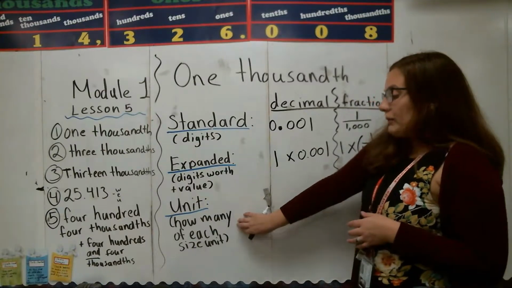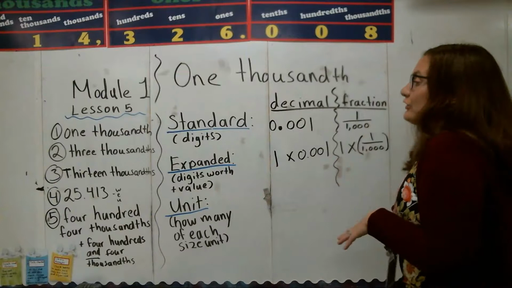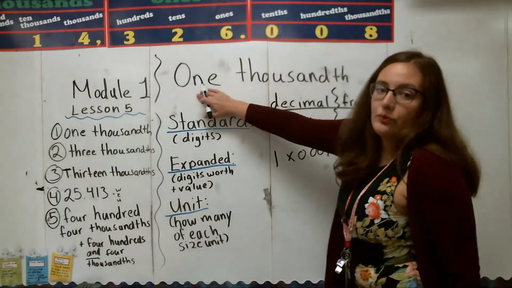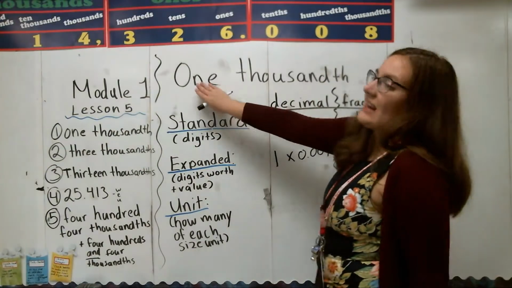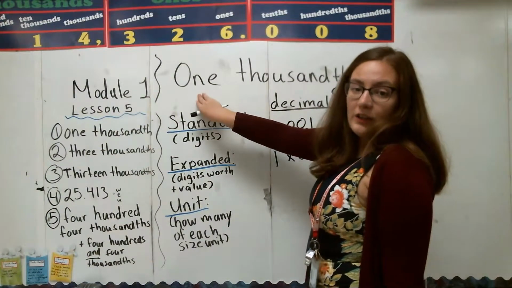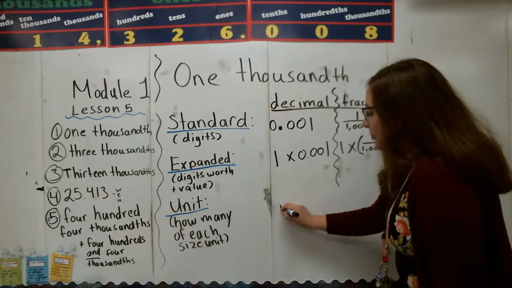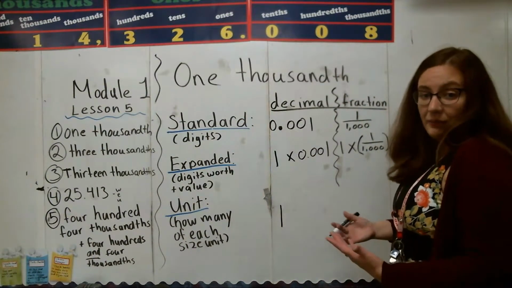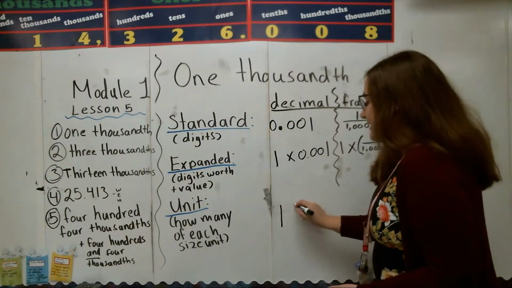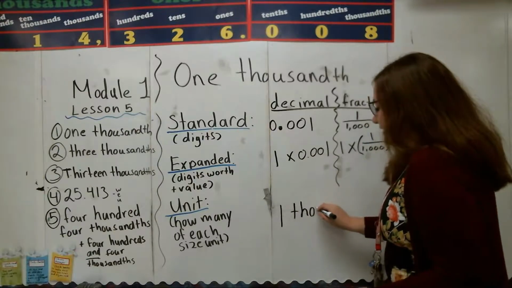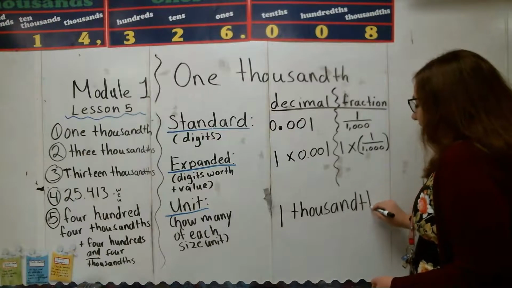But this is showing me how many of each size unit I have. So in this case, we're almost rewriting what you see up here. The only difference is that instead of having 1 in word form, I'm going to instead use a numeral. So I'm going to write the number 1, and then I'm just going to write this word thousandth, because that is the unit that I have, or the place value that I'm working with. So I have 1,000th.